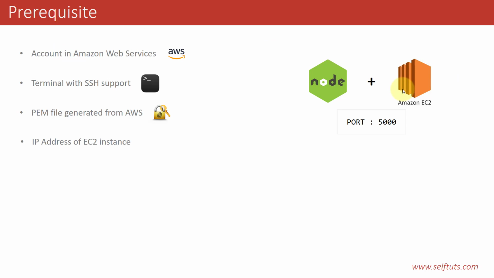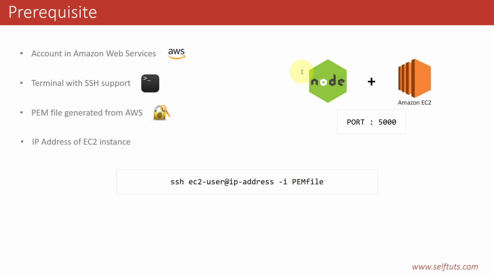And the fourth one is you need to know the IP address of the EC2 instance so that you can connect to it. If you have all these things, then we will fire the command using SSH, that is this terminal with SSH support, and the user is ec2-user and the IP address, and then the -i flag with the PEM file name. After firing this command, we can connect to our Amazon EC2 instance remotely. So you need to have all these things to proceed further.